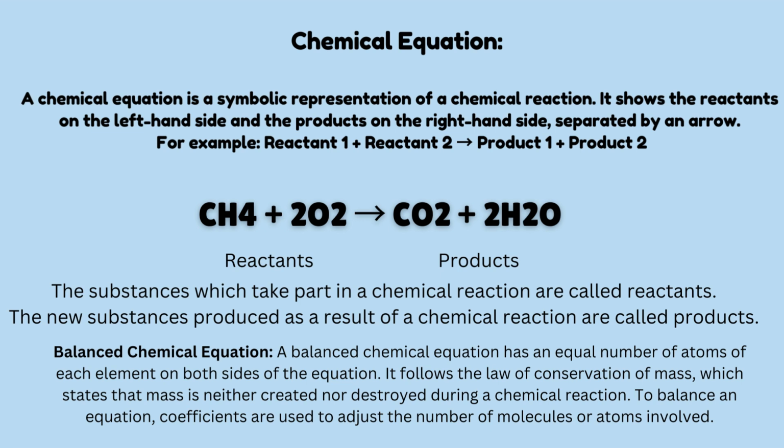A balanced chemical equation has an equal number of atoms of each element on both sides of the equation. It follows the law of conservation of mass, which states that mass is neither created nor destroyed during a chemical reaction. To balance an equation, coefficients are used to adjust the number of molecules or atoms involved.